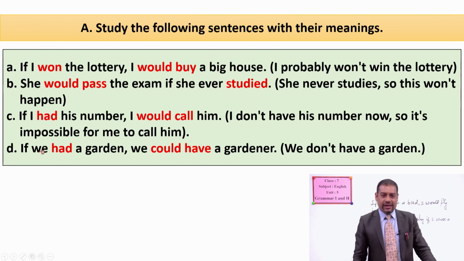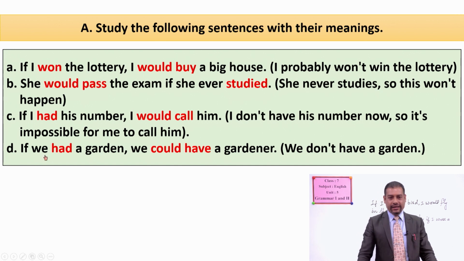Okay. Now D, if we had a garden, we could have a gardener. Now this is also imagination. We don't have a garden.